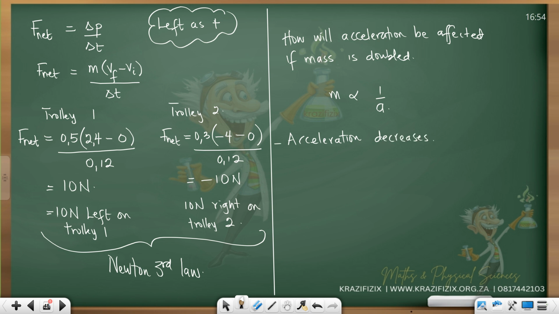And if they ask you for the reason, we talk about Newton's second law. The net force is directly proportional to mass, but inversely proportional to acceleration. The heavier the object, the slower it moves, or the slower it changes velocity with time.